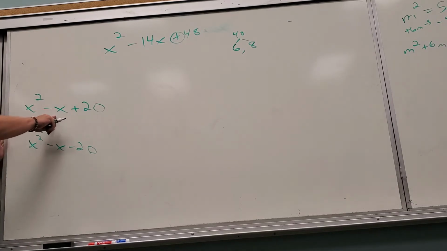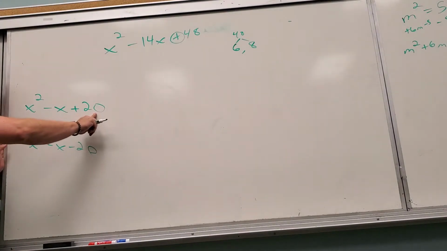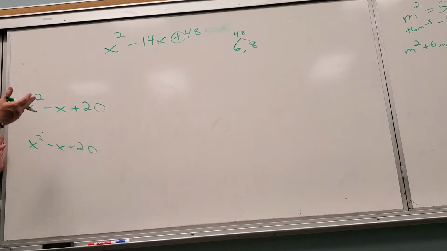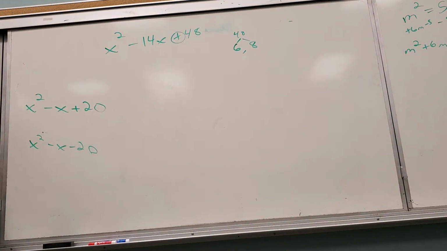That one I can identify as prime really quick. There are no numbers that make 20 that also add to be -1. They're both positive and they're both bigger than 1. Or one of them is at least, right?